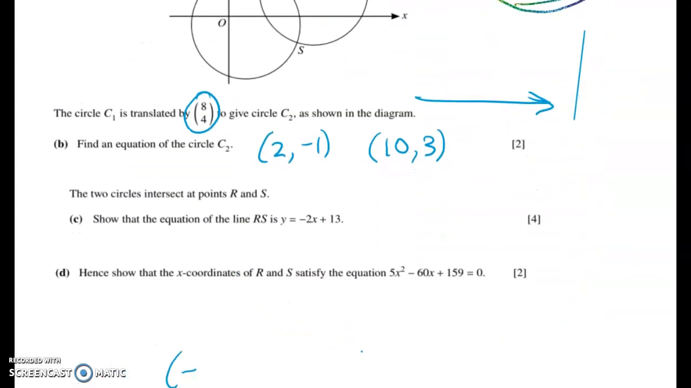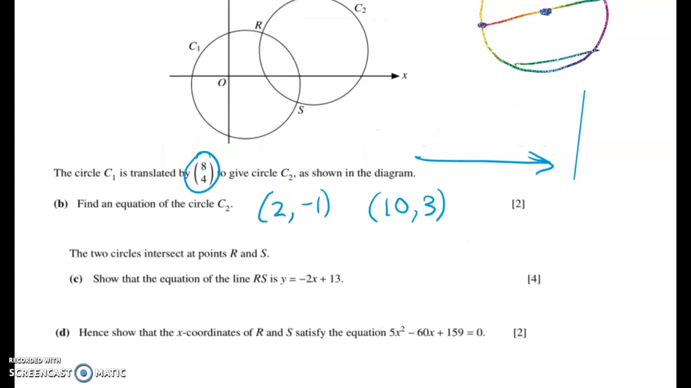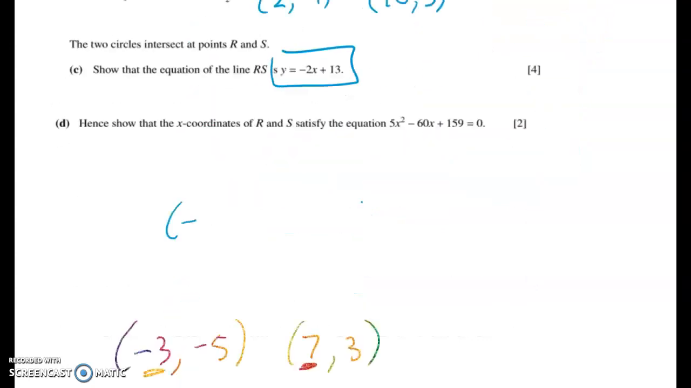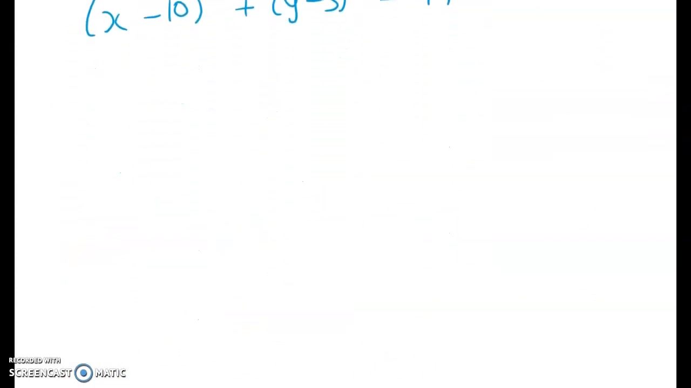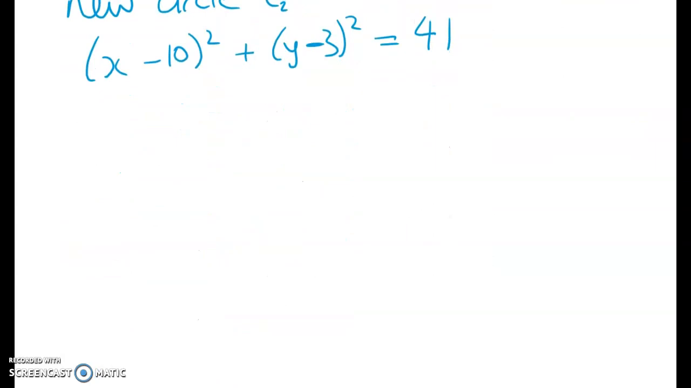Now, next bit. The 2 circles intersect at points R and S. So we have to show that the equation of the line RS is this. Well, let's look at how we're going to find points R and S. R and S are sitting on both of those circles. So we're going to solve simultaneously those 2 circle equations. And once we do that, we're going to have a little bit of algebra to do here, but then the equation linking them is going to fall out.